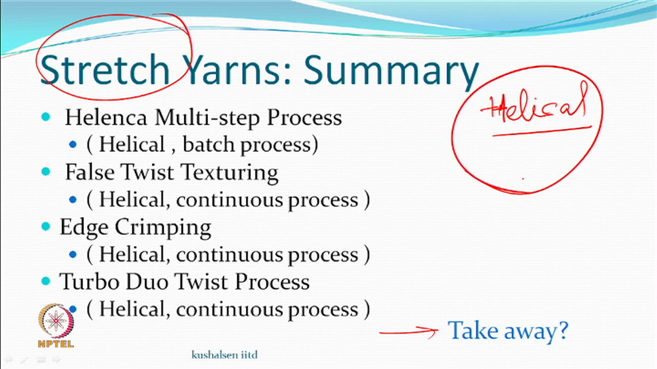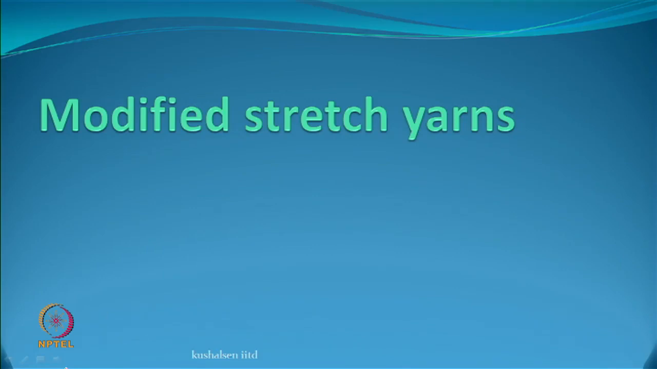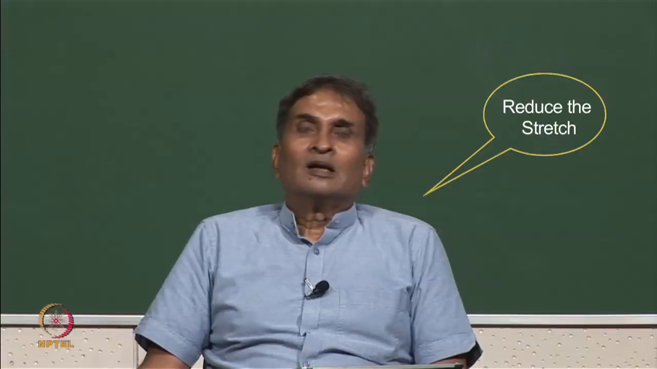So, what it also means is if you have another process, continuous process or any other process which can give you helical structure, you will be able to produce a stretch yarn. We go to the next step, which we called modified stretch yarns. Now, you remember why did we call it modified? Right. So, you want to reduce the stretch, that means you first make a stretch yarn and reduce the stretch, and therefore, you are modifying the process. Therefore, the term has just stayed.